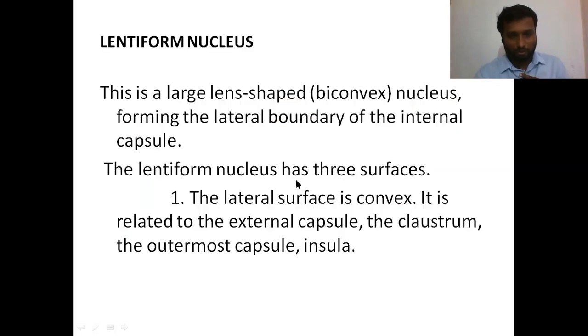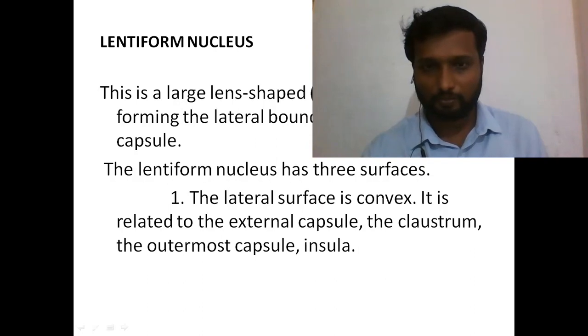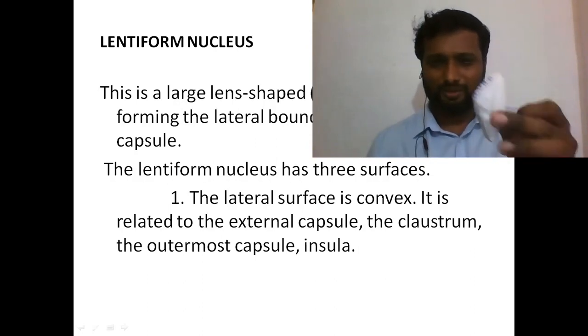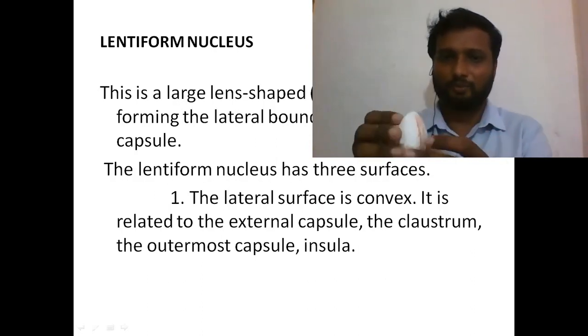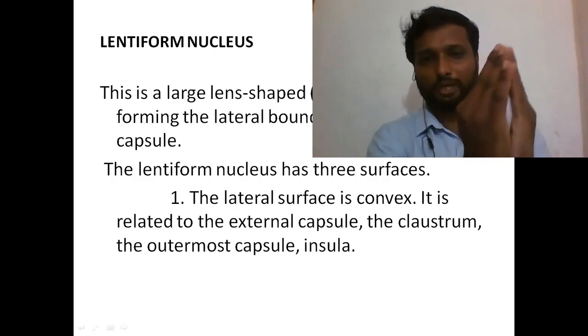Now the caudate nucleus is clear. We are going to discuss the lentiform nucleus. I already told you, it is located in the concavity of the internal capsule, and it is almost biconvex in shape. See this one, almost like this, a biconvex shape.